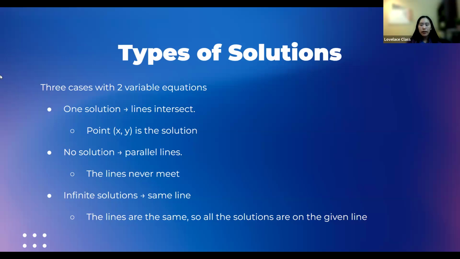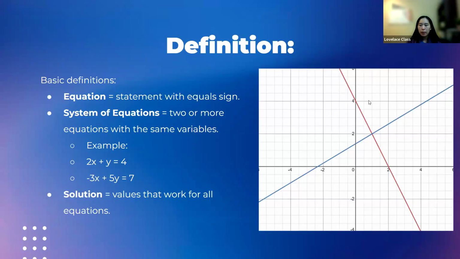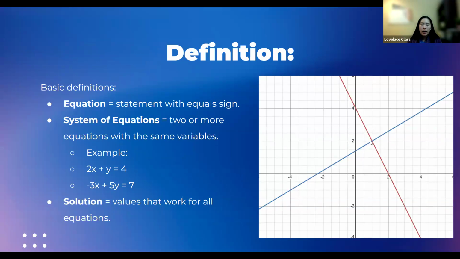So if we look over here, we can see this graph with these two lines, which is the example. There's one solution because they intersect at one point over here. And after this, they never intersect. So that's an example of one solution.